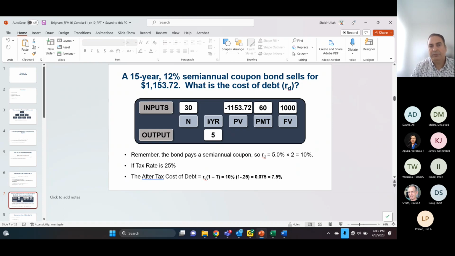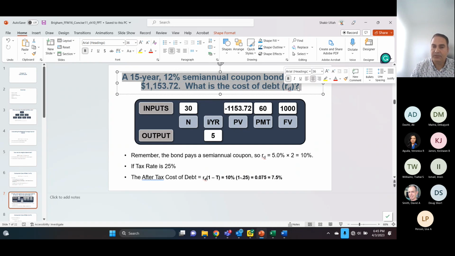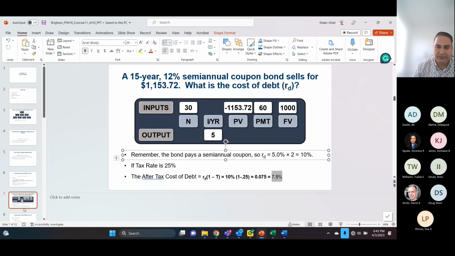A 15-year, 12% semi-annual bond sells for this price. What is the cost of debt? So what we're going to do is use this information to find the rate through our calculator, or you can use Excel. We have done that so many times. That rate is actually the yield to maturity, and we'll use that yield to maturity to find RD, and then RD is multiplied with 1 minus T in order to get the after-tax cost of debt.